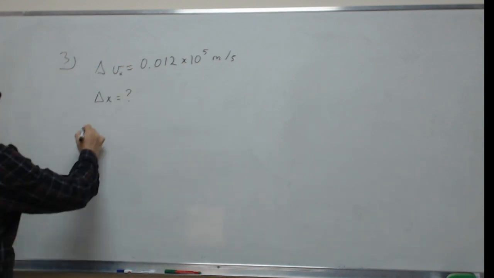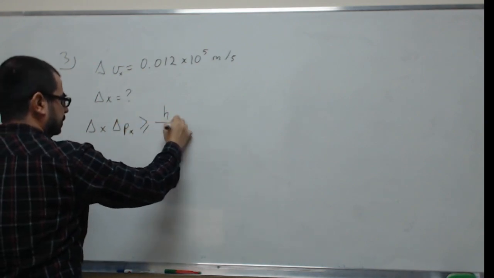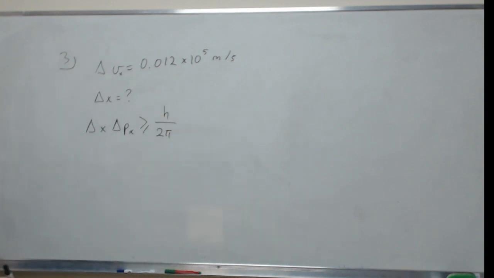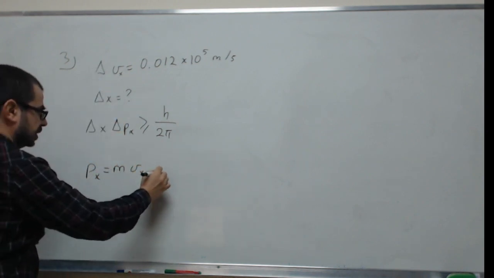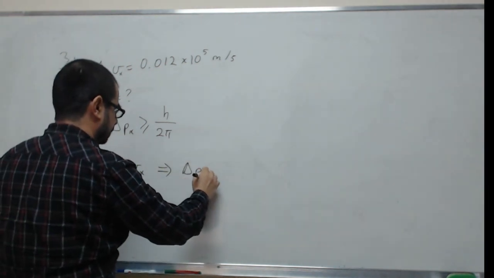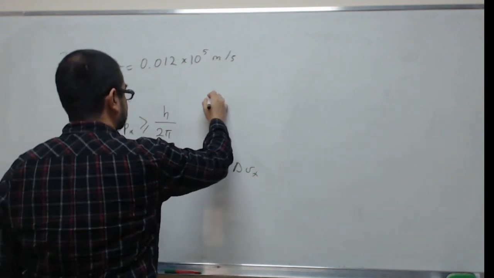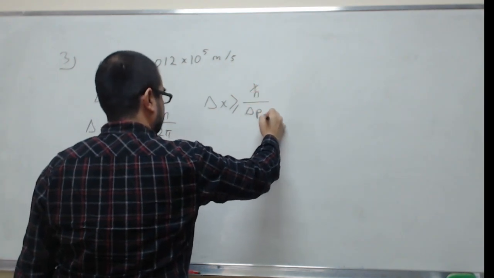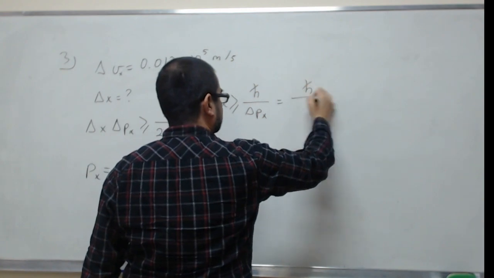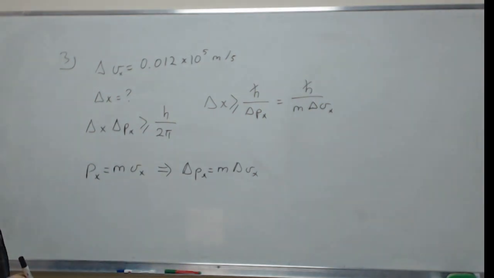Now we have a relationship between delta x and delta px, and their product has to exceed h divided by 2 pi, sometimes also called h bar, the reduced Planck's constant. So we need to go from this to this. Now px is m times vx, and from this it follows that delta px is m times delta vx. Right? So delta x is going to be larger than or equal to h bar divided by delta px, and this is actually equal to h bar divided by m times delta vx. Right? So you need to again look things up.